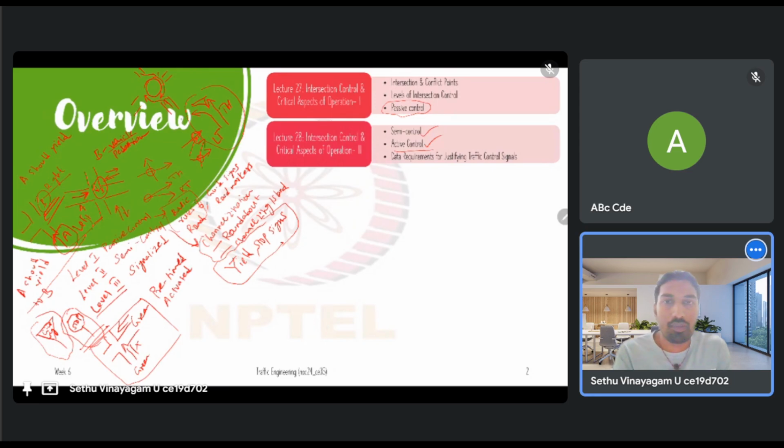Pre-timed signal means the signal sequence, and also the cycle length, the green time, the red time, everything will be fixed. They keep repeating cycle after cycle without any change. There won't be any variation in the cycle length, the phase sequence, or the interval length. That is called the pre-timed signal setting.